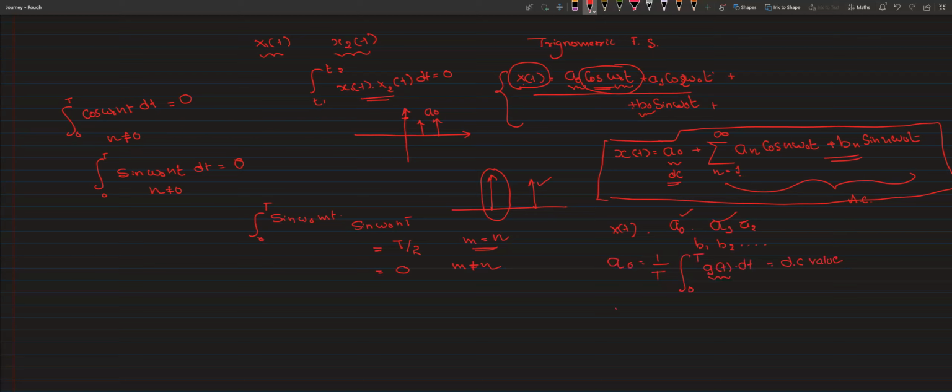Same way, any An, it can be A1, A2, A3, anything, is 2 by T integration 0 to T g of t, that is the input you feed, into cos(omega naught n t) dt. This is for finding An. And n is not equal to 0, right? Because the 0 case has already come from A0.